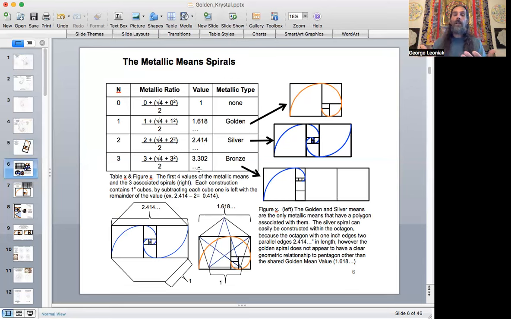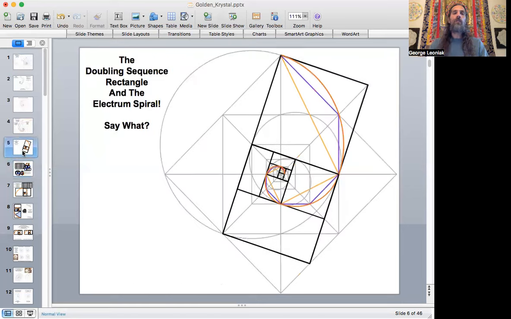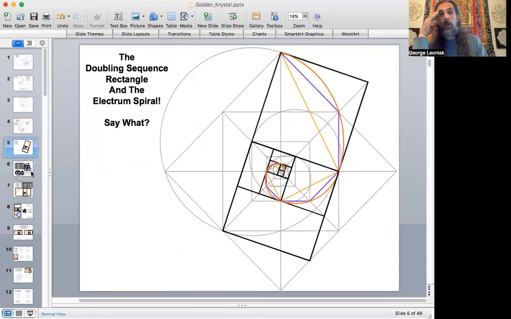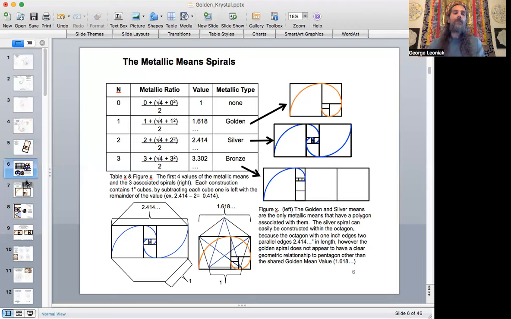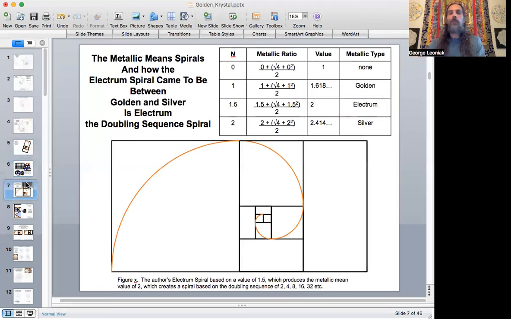Now, this is information from a book that I was working on years ago. I started writing. This is on page 157 of that book. And when I first started working with that rectangle spiral that I just showed you previously, I was like, holy smokes, I did this spiral a while ago. And in the book, I called it the Electrum spiral.